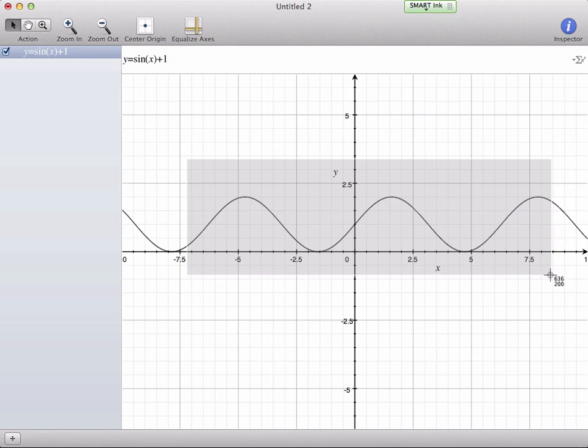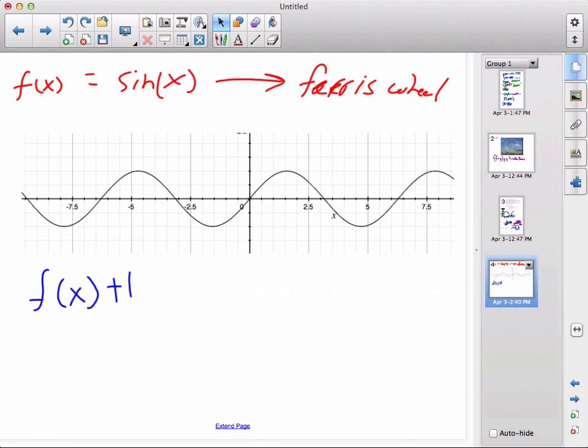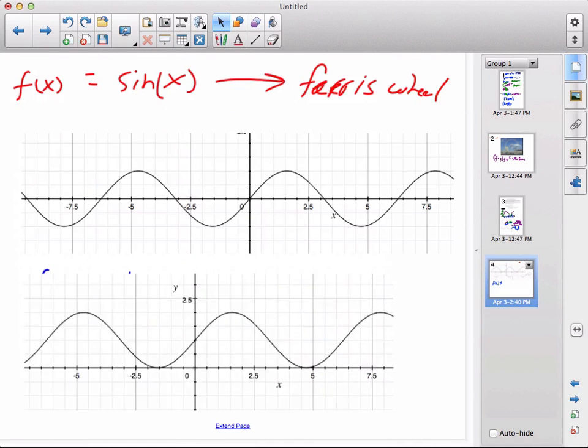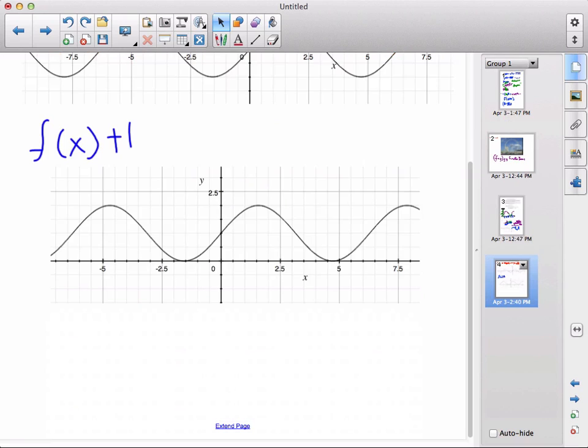That's f of x plus 1. Nicely done. So there's our f of x plus 1 right there. Okay. So with that, what's another transformation? What's another thing we need to do to part or all of f of x? Yeah, Miranda. Subtract pi over 2 from x.